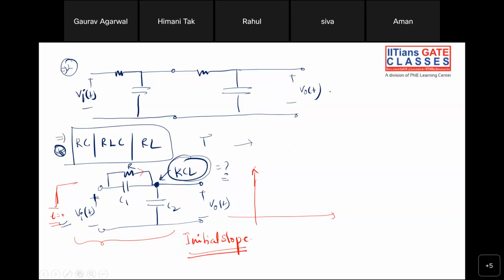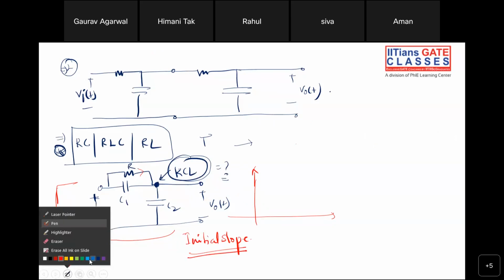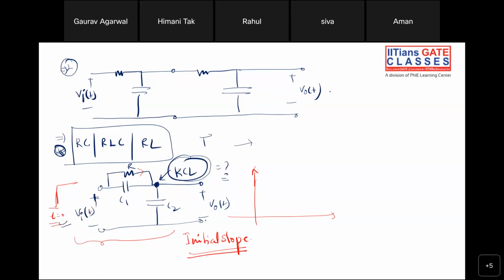So guys, the initial slope you have to determine, right? And what kind of waveform it is going to be. Here the waveform will look like this. The initial slope will be infinite, you can see. And things will go like this.